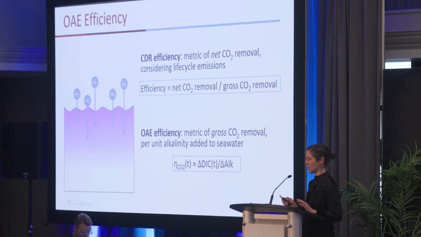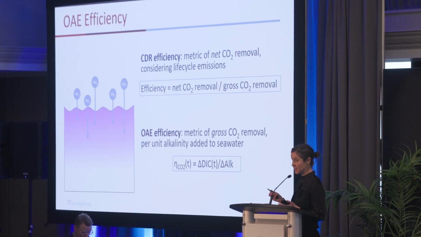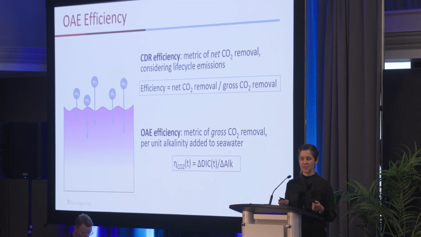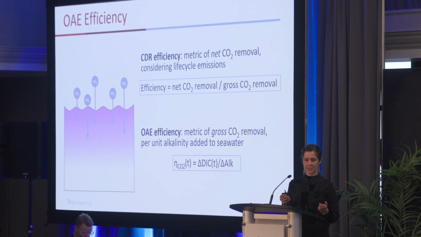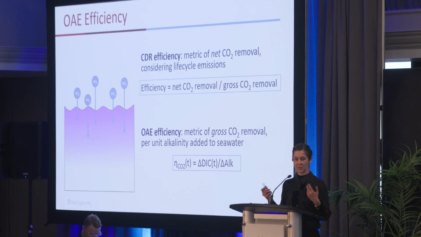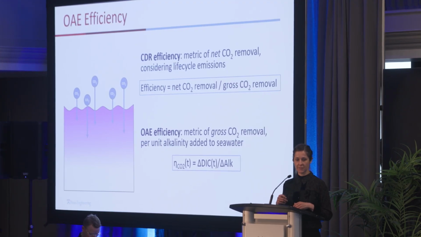Okay, so starting at the very beginning, what do we mean by efficiency? In a carbon dioxide removal, or CDR, context, efficiency is typically a metric of net CO2 removal. So how much CO2 did you remove from the atmosphere minus life cycle emissions? This is often interpreted as a percent net over gross CO2 removal.